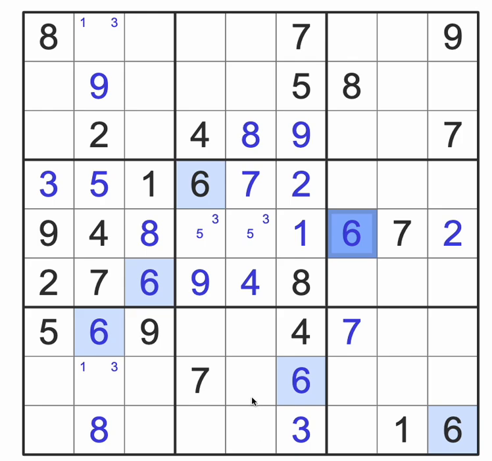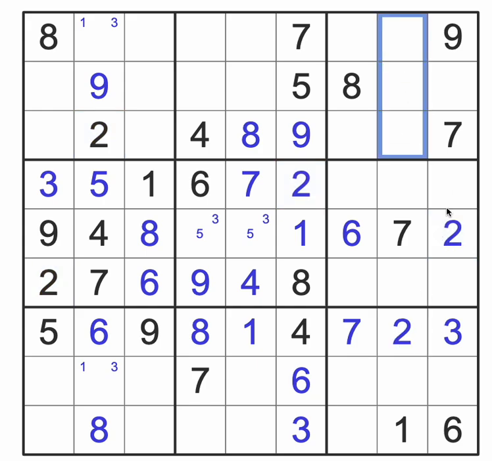1, 2, 5, 8, 9, 8. Oh, okay. So in box 8, this 8 blocks here, this 8 blocks here, so 8 comes in here. This column is now missing 1, 2, 3. And because 1 is here, these two cells cannot be 1. That means this has to be 1. And this cell is blocked by 2. So this becomes 3, and this is 2. Now this 2 blocks here, this 2 blocks here, this 2 blocks here, gives me 2 here.